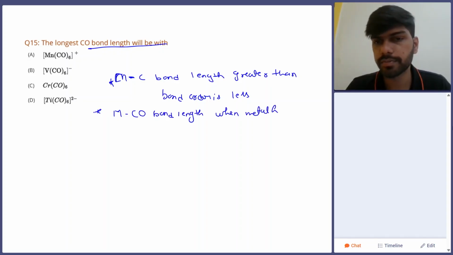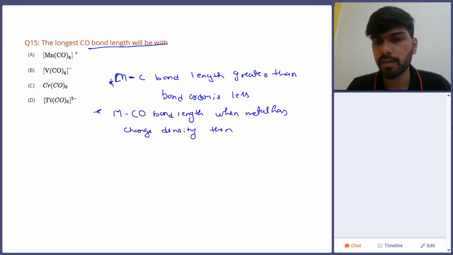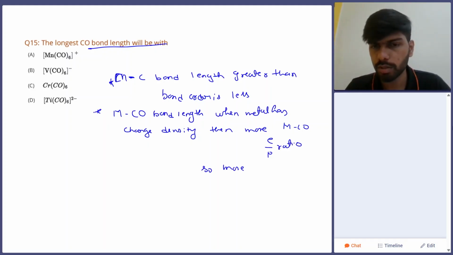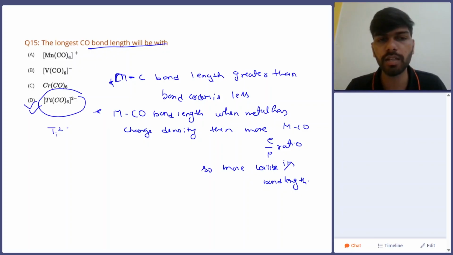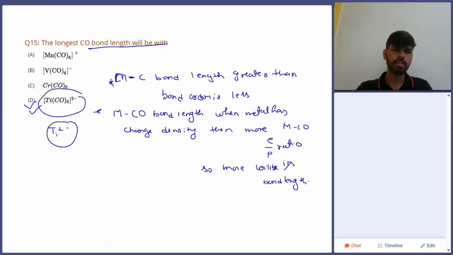Second point, for the metal carbonyl bond length, it is greater when the metal has more charge density. If the metal has more charge density, then there is more metal-carbonyl e/p ratio, so more will be its bond length. So here it has less. So the right answer is option D, because in Ti(CO)6 2-, Ti 2- has more charge density than V-. Okay, so option D is the right answer for this question.